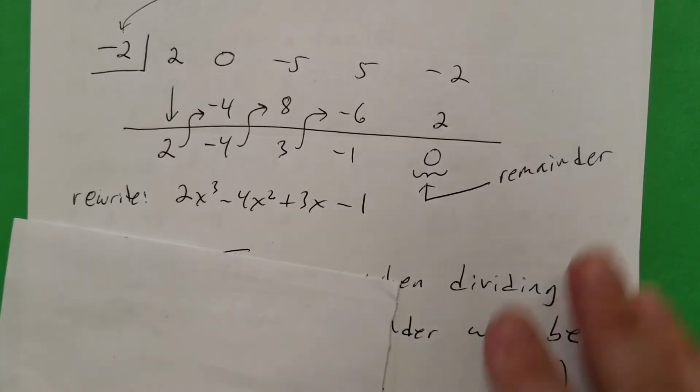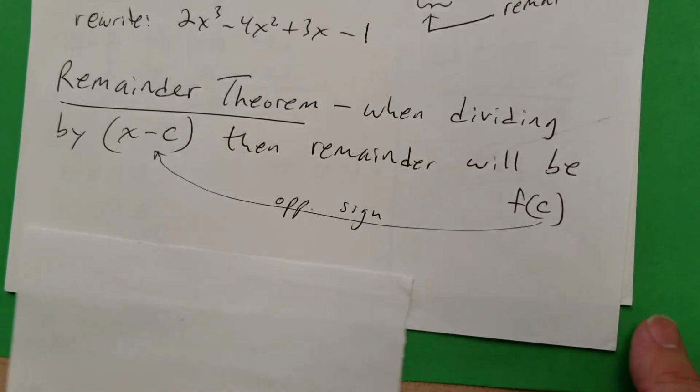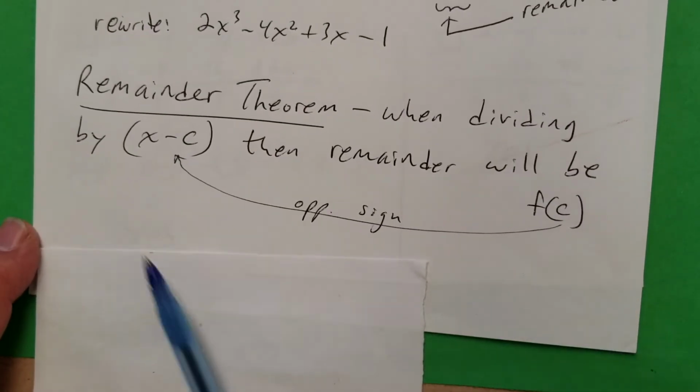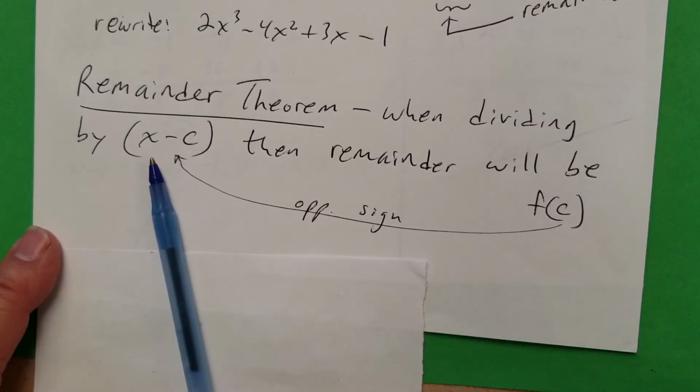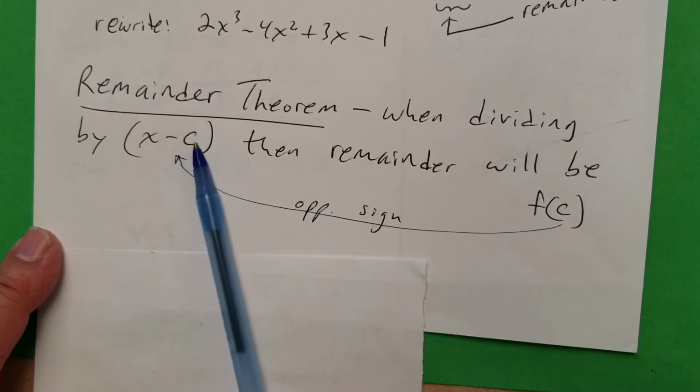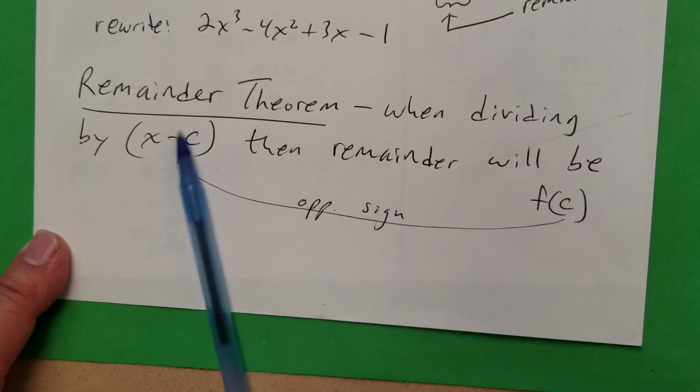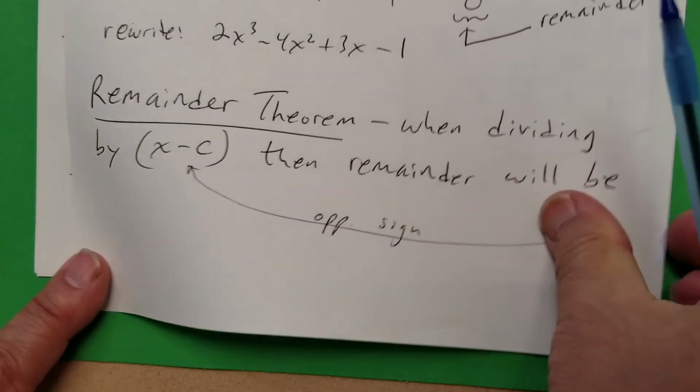Okay, the remainder theorem, okay, a rule. You can think of it like a rule. When you divide by a binomial, a factor, right? When you divide, then the remainder will always be f of this number here, but the opposite sign. Okay, f of c, whatever this number is. Okay, so let me demonstrate.